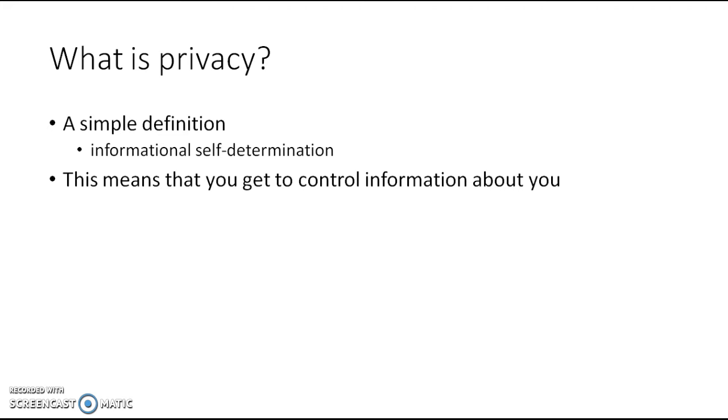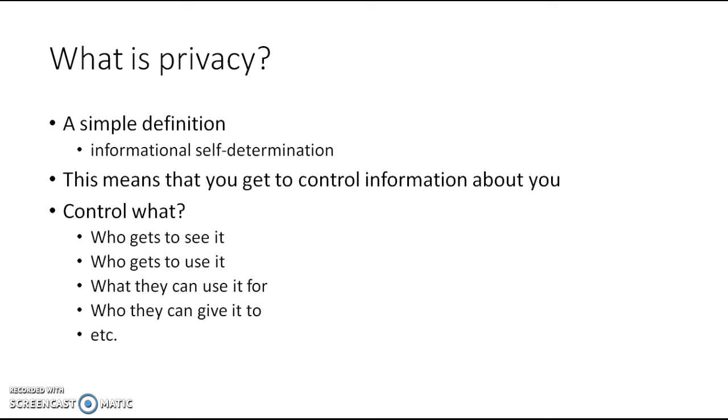This means that you can control information about you. In simple words, privacy is to share the things which you want with others, and privacy is not to share the things which you don't want with others. Control what? Privacy controls who gets to see it, meaning what documents, information, data, video, image, or text you can show to people; who gets to use it, who can amend it, and why they can use it, meaning what is the purpose for the use.